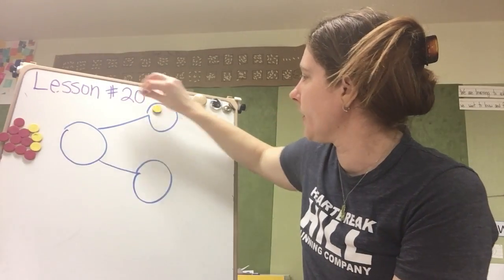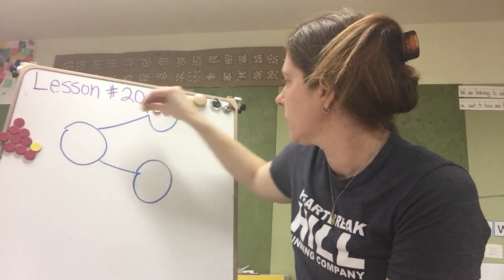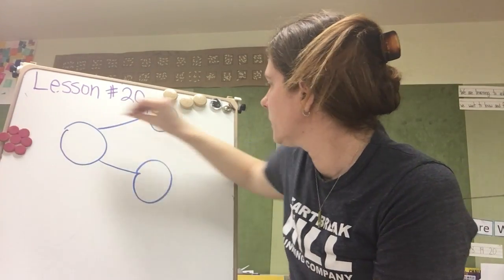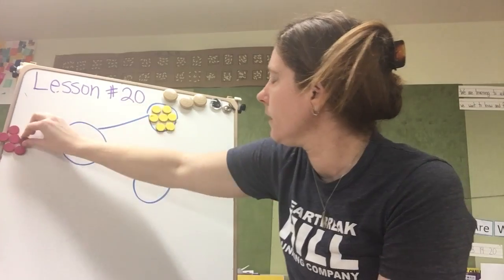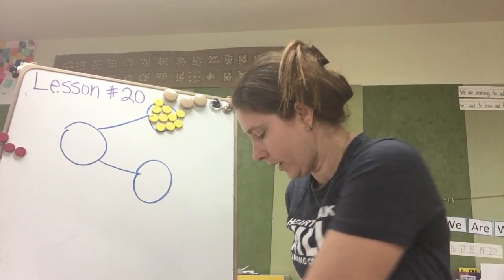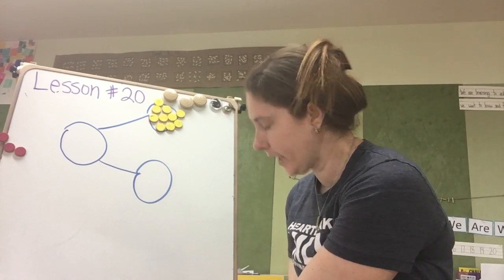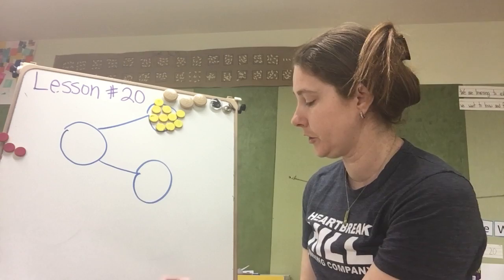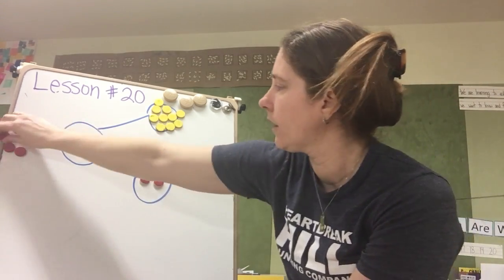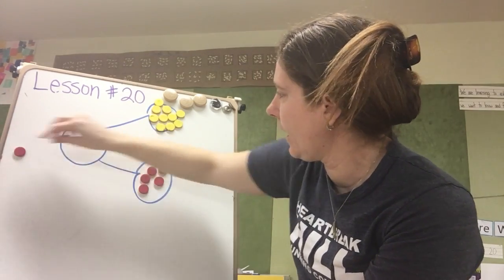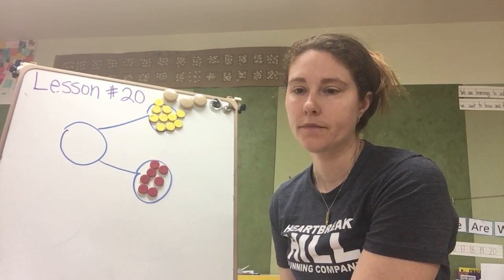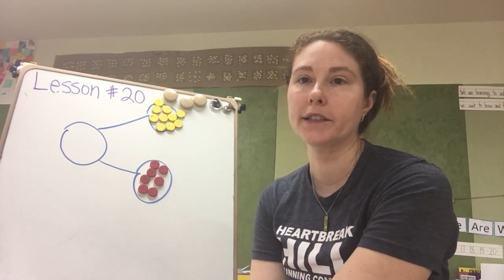So this time I'm going to start with 10 yellow chips. 6, 7, 8, 9, 10. I made my number bond a little small this time. So I have 10 yellow, and this time I'm going to do 7 red. 1, 2, 3, 4, 5, 6, 7. Okay, awesome. So, what are the parts?